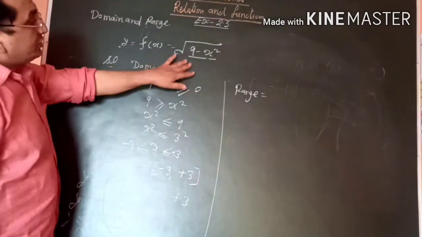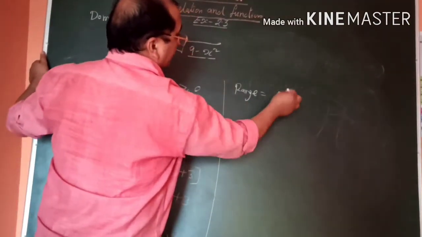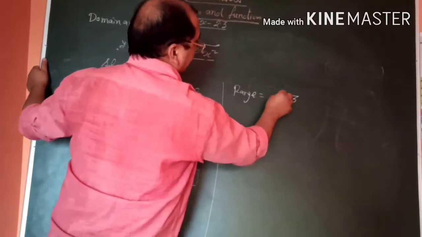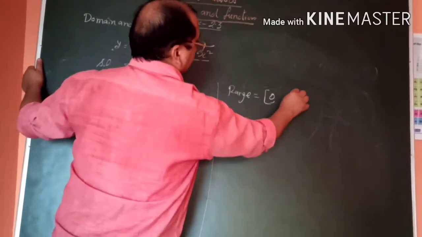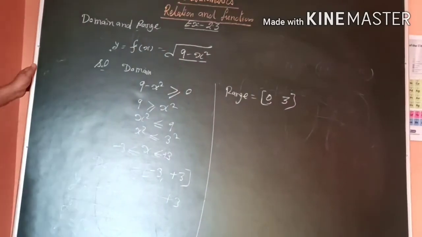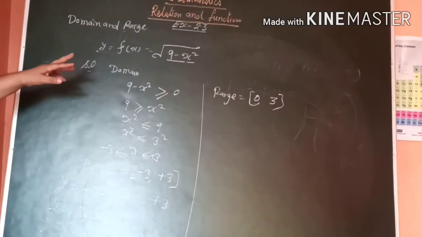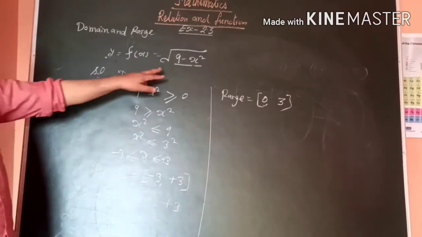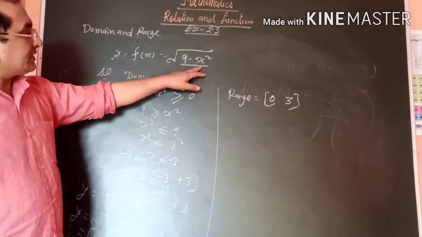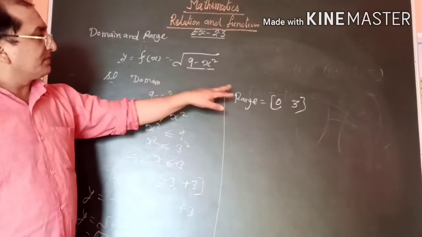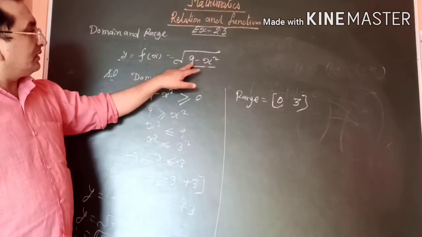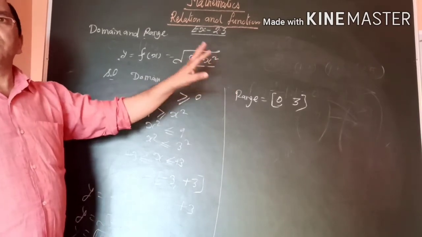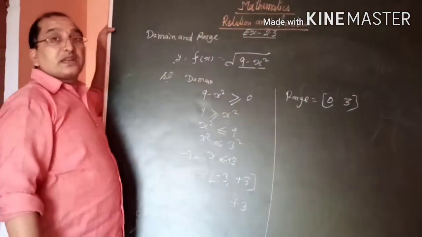We will get 0 to 3, I think. Am I right? Okay, because the range will come 0 to 3. If x equal to 0, its value will be 3, and if x equal to 3, its value will be 0. Right? So this is known as the range of the function.